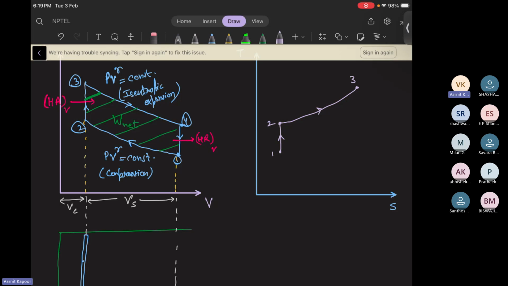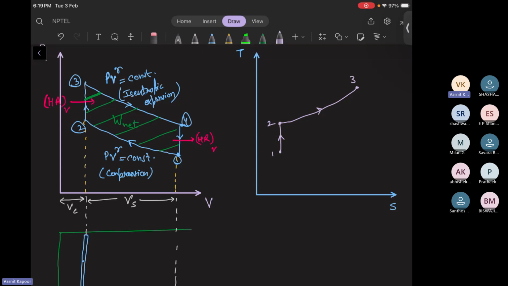Oh, why is this issue coming? Sign in again. I hope this works. All right. Is my screen visible to everyone still? Yes, sir. Okay, visible.